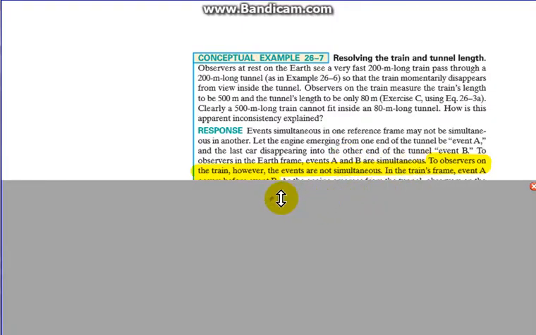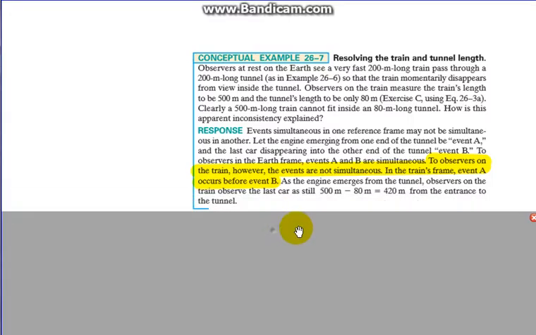To observers on the train, however, the events are not simultaneous. In the train's reference frame, event A occurs before event B. So in other words, as the engine emerges from the tunnel, observers on the train observe the last car to be still 500 meters minus that 80, 420 meters from the entrance to the tunnel. So people on the train don't see that they are entirely in the tunnel. According to them, there's still a lot of train yet before A emerges from one end.